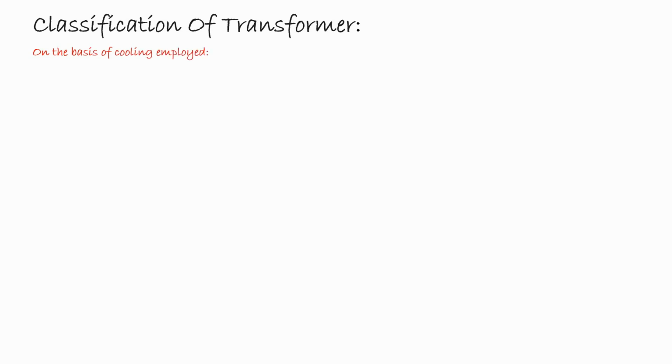The next type of classification is based on cooling. As we have already stated, during operation of a transformer there will be copper loss, that is I square R loss, and iron loss, that is the sum of hysteresis loss and eddy current loss. Because of these losses, a huge amount of heat is produced in the winding of the transformer as well as in the core of the transformer.